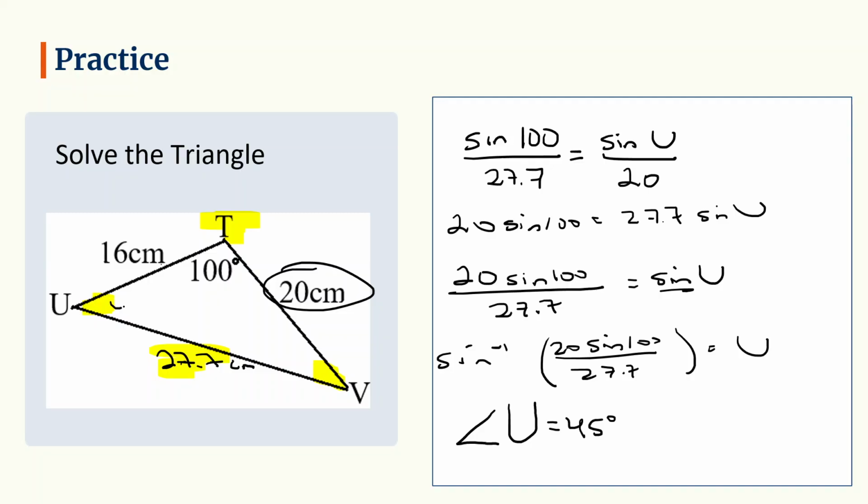And now that I know that angle U is 45 degrees, I could use the sine law again. I could use sine 100 over 27.7 equals sine V over 16. Or I can use the fact that I now know two of the angles in my triangle, and I can just find angle V using the 180 rule. So 180 is 100 plus 45 plus whatever angle V is, and therefore I can calculate that angle V must be 35 degrees.